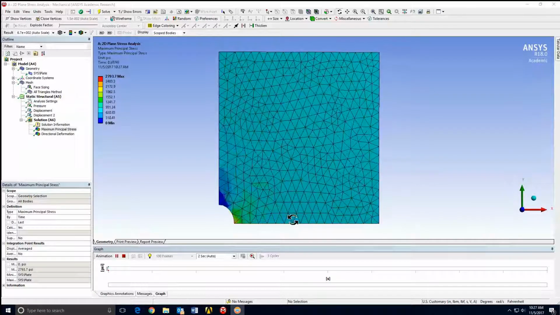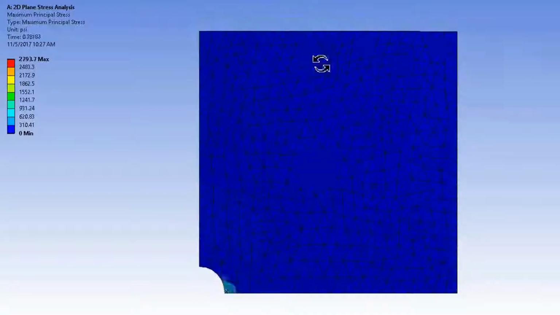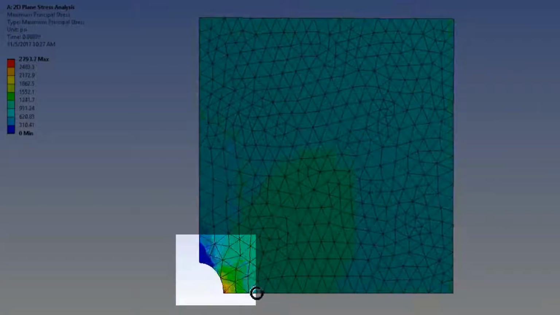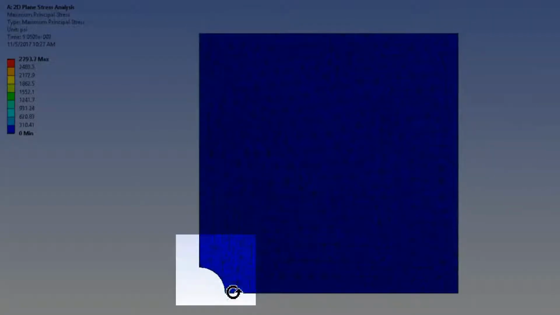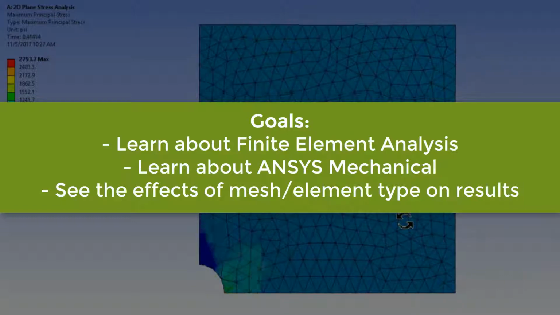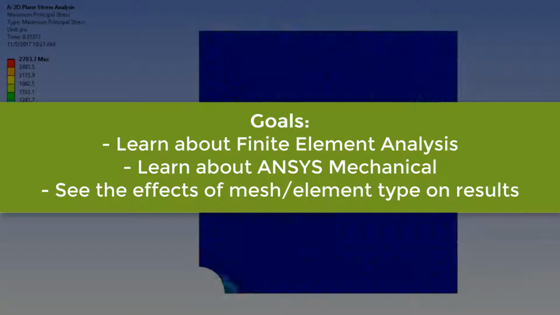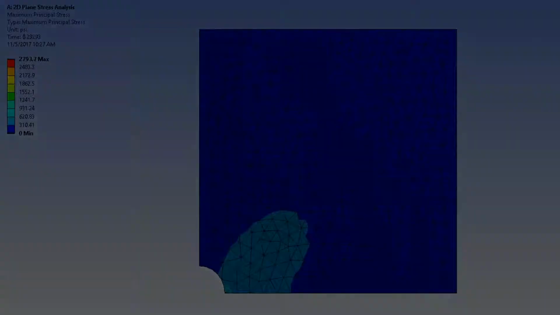It can be observed from the behavior of the animation of this plate that when a tension pressure is applied, a high stress, represented in red, is seen around the hole, called stress concentration. The goal of this project is to learn about finite element analysis, ANSYS Mechanical, and the effects of mesh and element type on results. Let us begin with the tutorial.